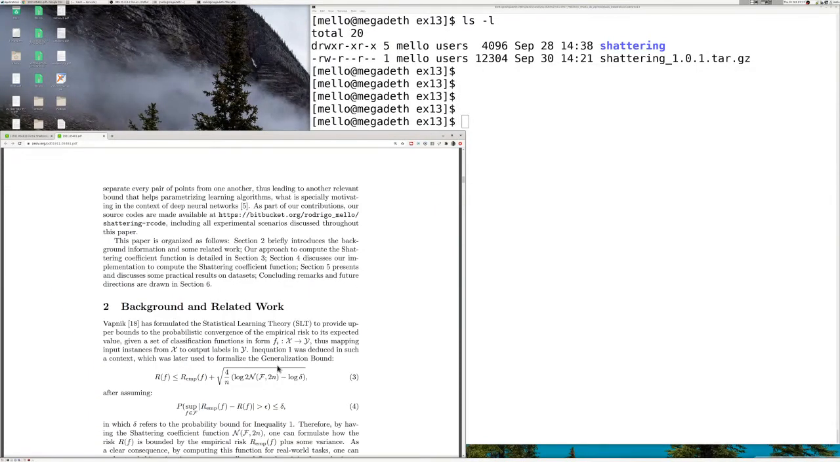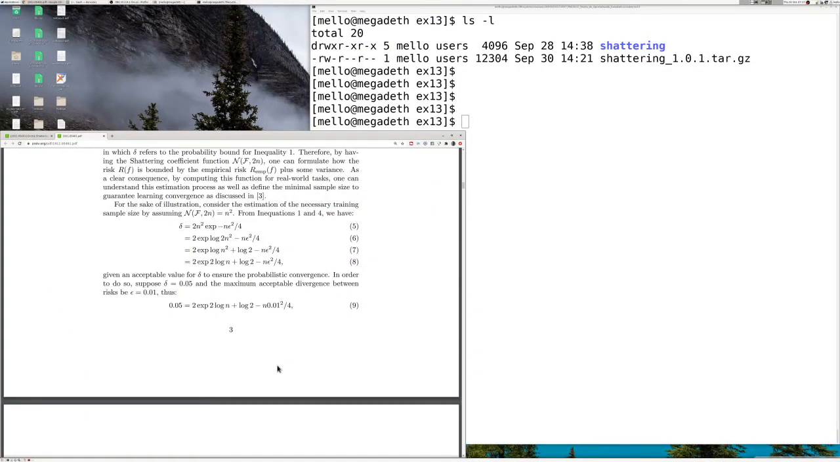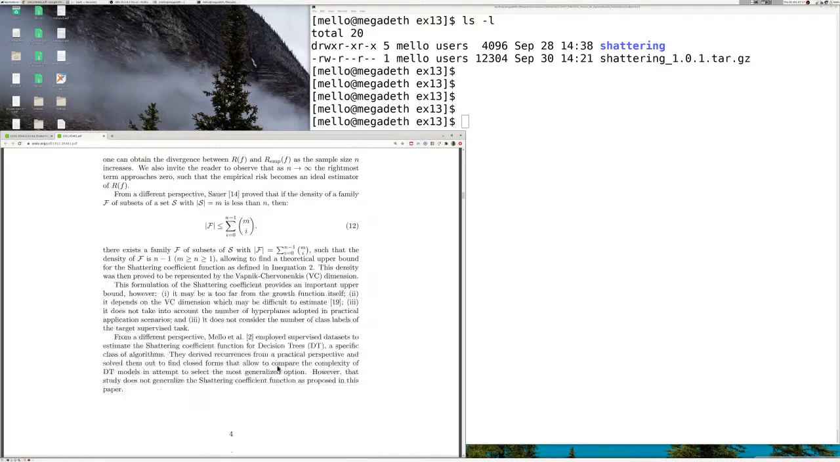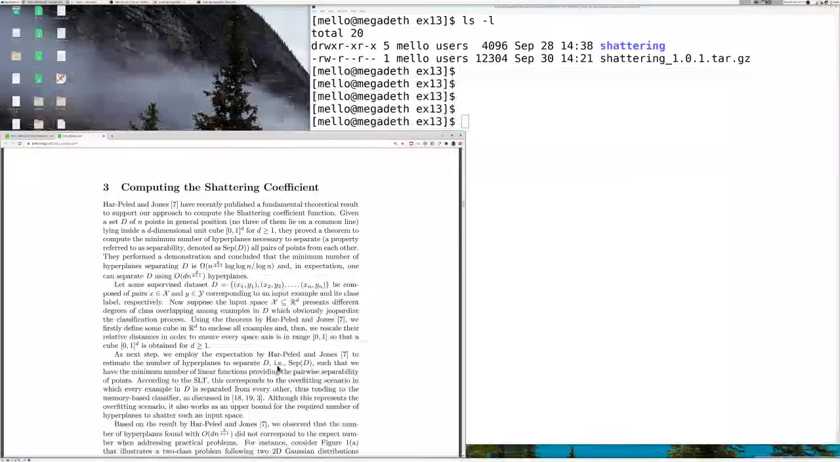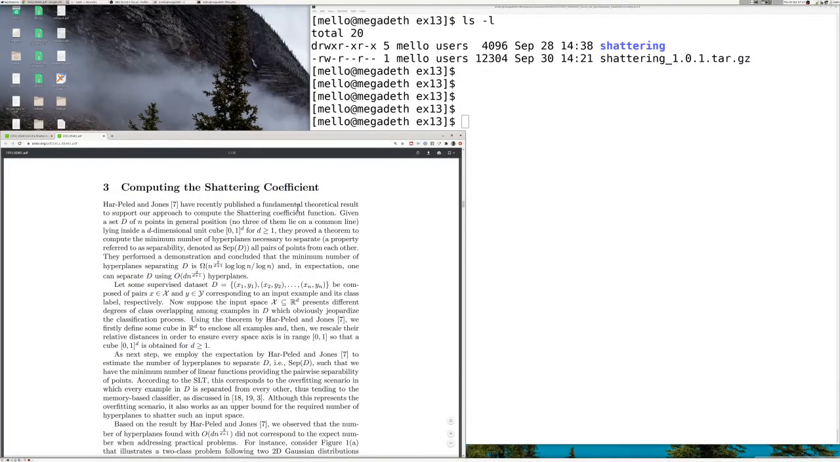Based on that, and based on the results, I'm going to go down over here because I think it's going to be easier to understand the motivations. Here I explain how we can compute the shattering coefficient function. We're going to use the results by Har-Peled and Jones on the number of hyperplanes we need to shatter, to separate every point from any other in a given input space. This is the lower bound omega, and this is the upper bound, big O, for the number of hyperplanes we need.